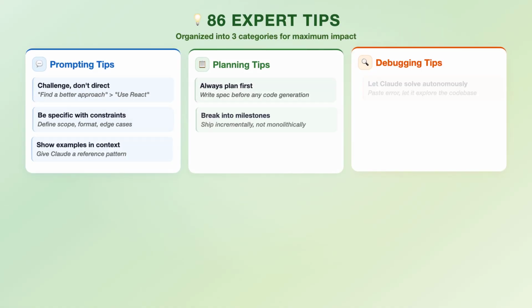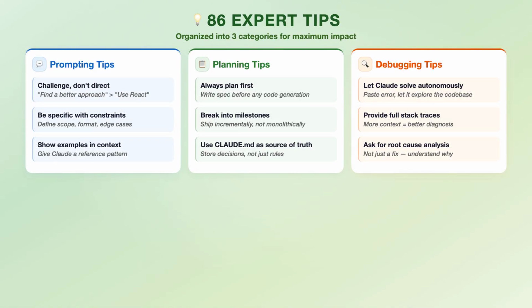86 tips organized by category. For prompting: challenge Claude with verification requests instead of directing implementation. Ask for elegant solutions after initial fixes. For planning, always start in plan mode. Have Claude interview you for spec gathering. Create phase-wise gated plans with multiple test types per phase. For debugging, let Claude autonomously solve bugs with minimal guidance. For daily usage, use compact to free up context. Clear between unrelated tasks and press escape to stop unwanted generation.